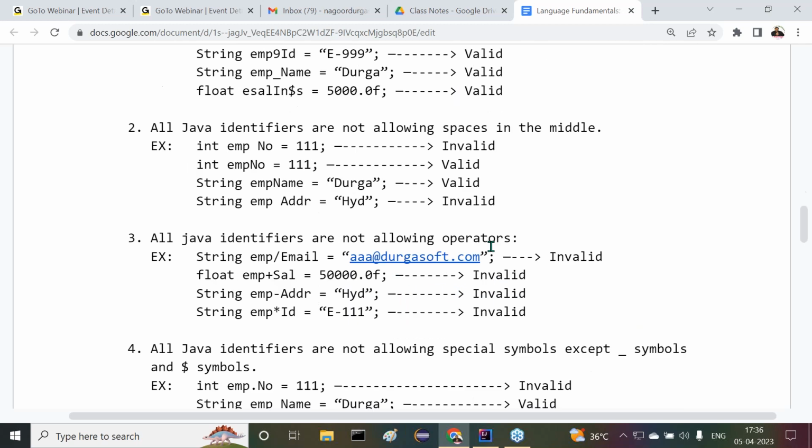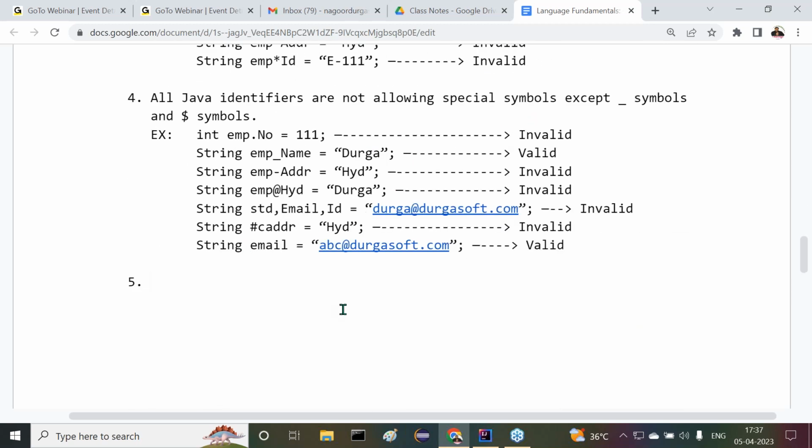Operators also we understood there. Special symbols also we understood. Now try to understand it clearly. All Java identifiers are not using keywords. You should not use a keyword as an identifier. It is not possible to use a keyword as an identifier. Sir, did you get my point or not? We should not use keywords as an identifier. Okay.